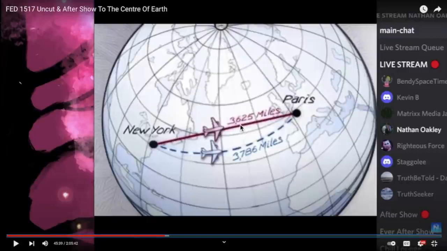You'll notice the difference in distances. This is 3625, and this is 3786. So it's about 160 miles difference on an almost 4,000 mile journey. That's really not all that much if time is not of the essence. And if you don't have the ability to calculate this course, it's much easier simply to follow the compass bearing.